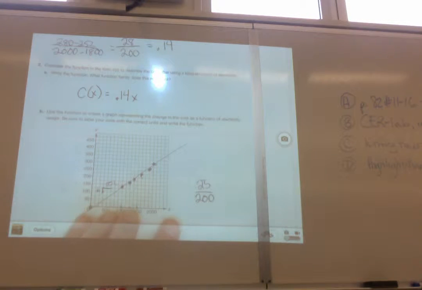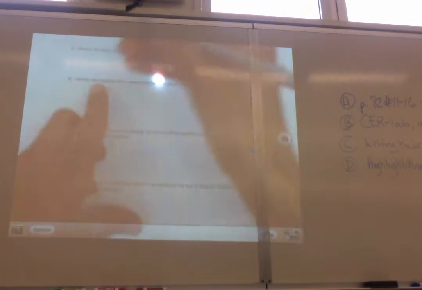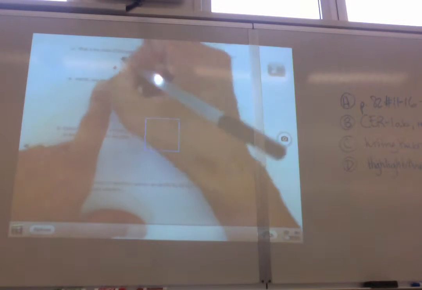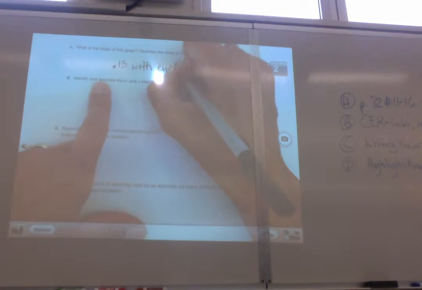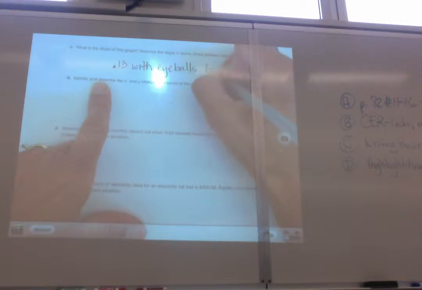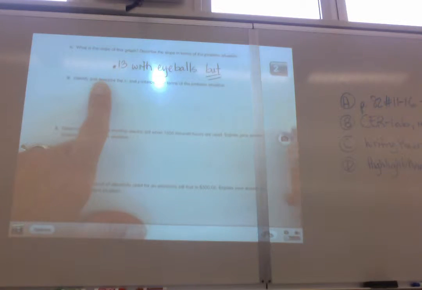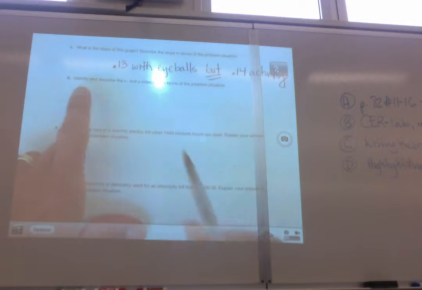Let's see what happens when I divide that. 25 divided by 200. That's going to be 0.13-ish. What does that remind you of? An eyeball estimate is 0.13, but I bet you it's actually 0.14, because I know that's the rate of change in this situation.